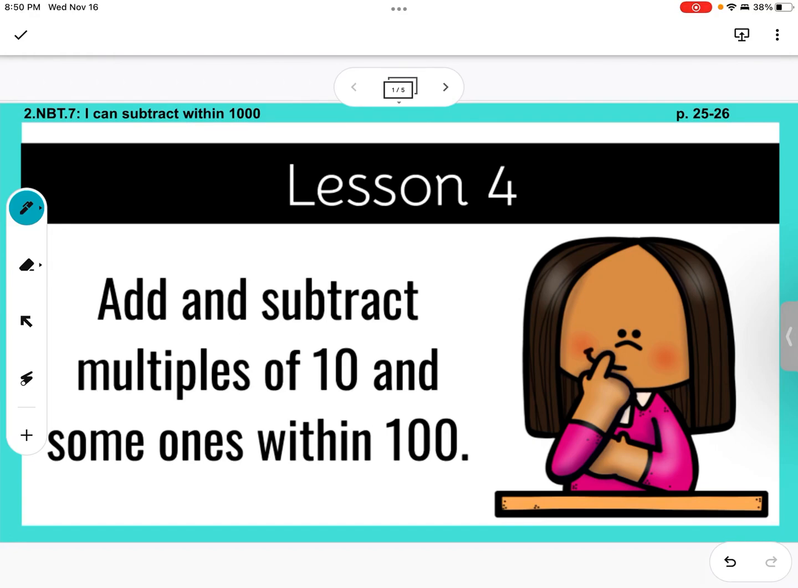Hello, boys and girls. We are going to be working together to make our way through Module 4, Lesson 4 of Eureka Math for 2nd grade. Before we get started, I want you to make sure that you have a sharpened pencil, that you have your blue math book with the 4-5 on the front, and that you are finding page 25.